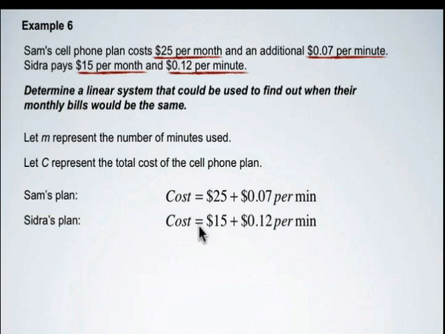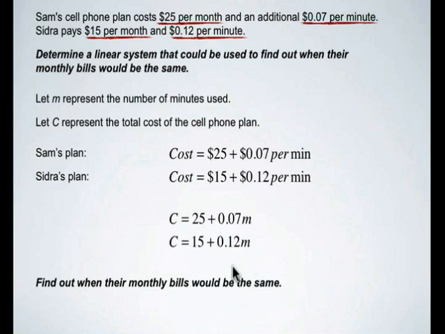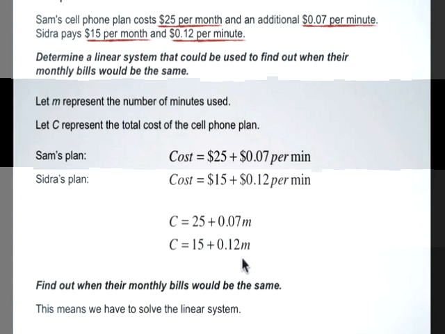We can rewrite these equations, and the first one is C is equal to 25 plus 0.07m. And the second one is C is equal to 15 plus 0.12m. Now we have a linear system that we can solve. And what we want to do is find out what number of minutes would give them the same amount on their phone bill. And so that means that we're going to have to solve our linear system.